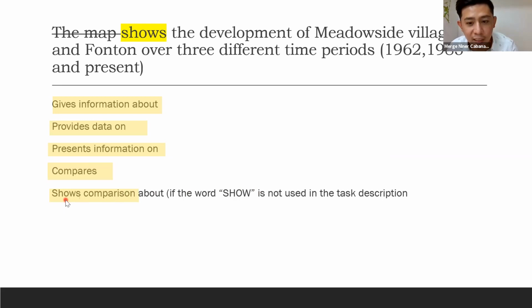So, the illustration gives information about the map of Meadowside Village and Ponton. The presentation provides data on the map of Ponton and Meadowside. The illustration compares the maps of Meadowside Village and Ponton in 3 different time periods. They include 1962, 1985, and present. So you see, that is how we come up with the first 5 words in the introduction.